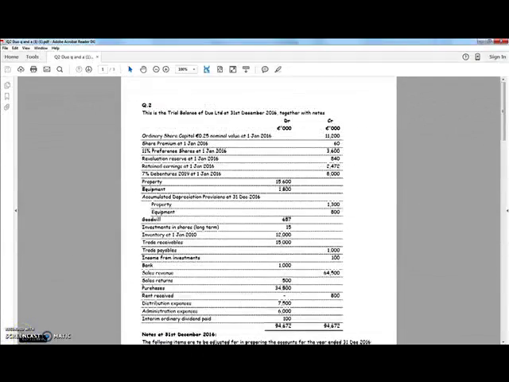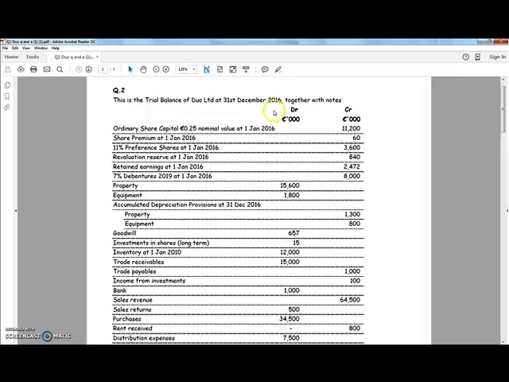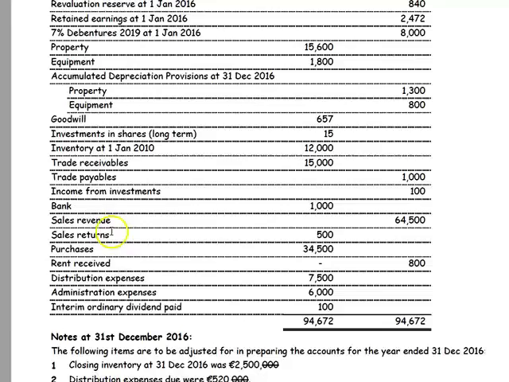Hi, in this screencast I'm going to run through the 3 statements that you're commonly asked to prepare for a set of accounts for a company. So a normal type question relating to company accounts gives you a trial balance, like here. Trial balance at the end of the year, and these are all the accounts at the end of the year.